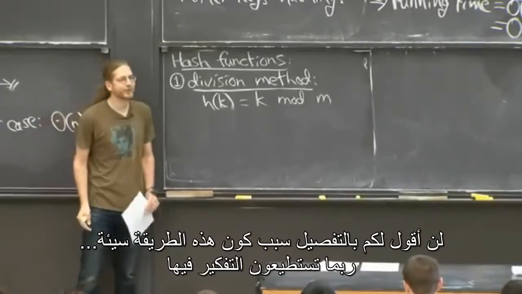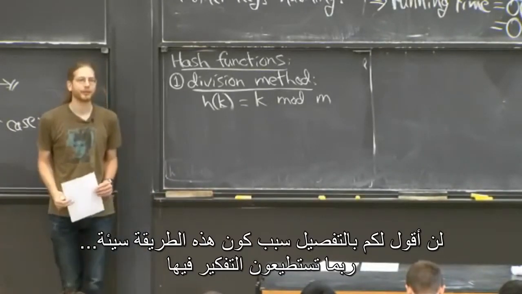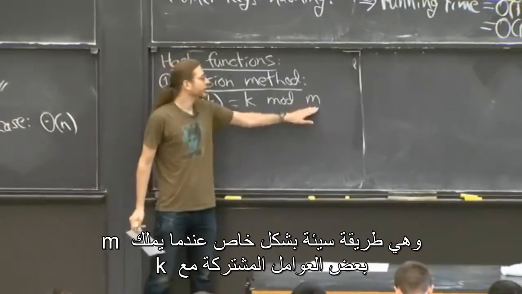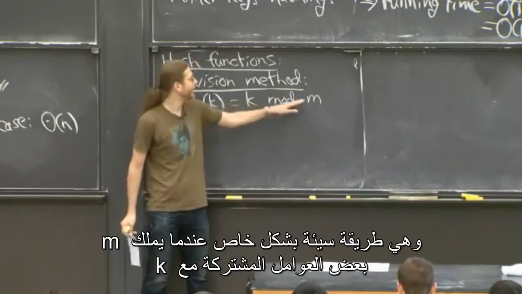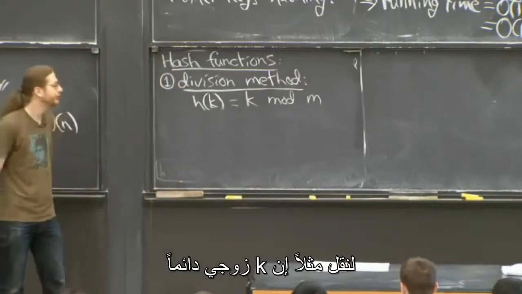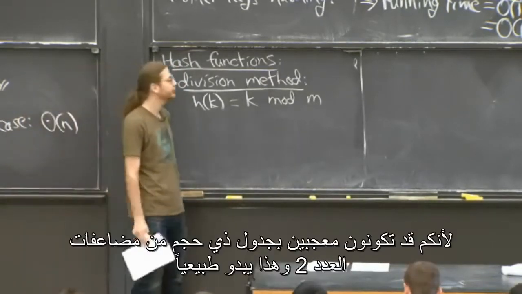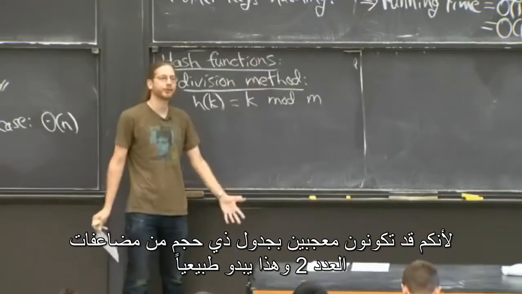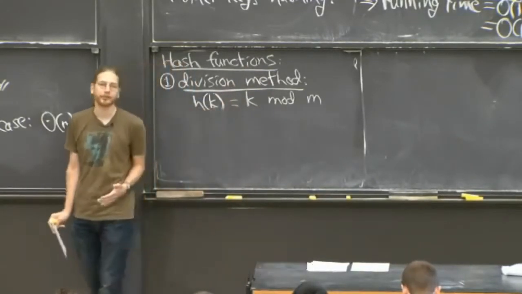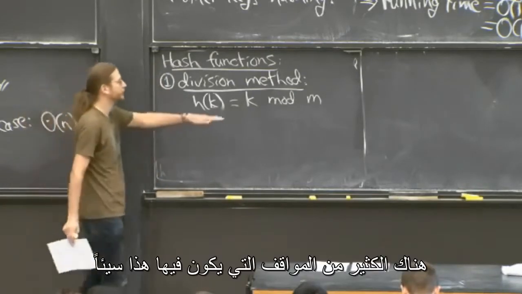I'm not going to tell you in detail why this is a bad method. Maybe you can think about it. It's especially bad if m has some common factors with k. Like let's say k is even always, and m is even also. Because you say, oh, I'd like a table the size of power of 2. That seems natural. Then that will be really bad because you'll use only half the table. There are lots of situations where this is bad.